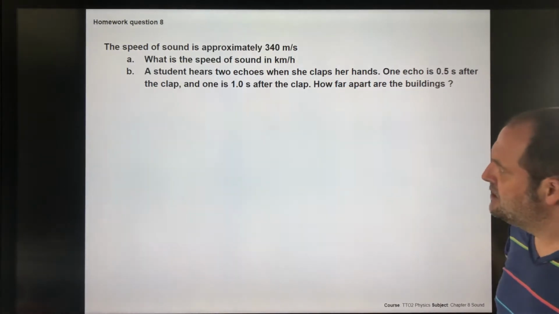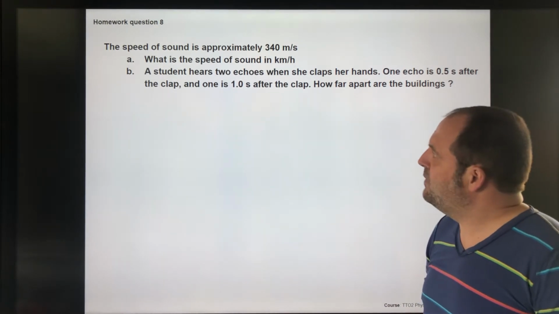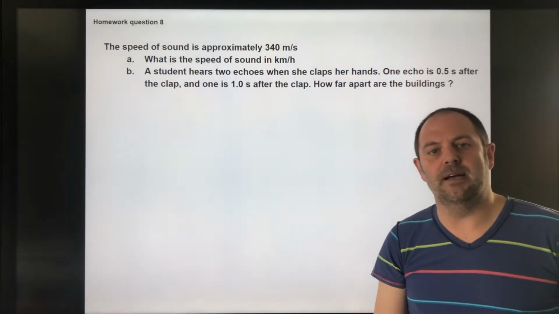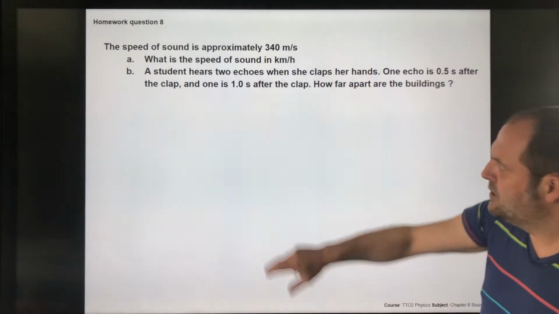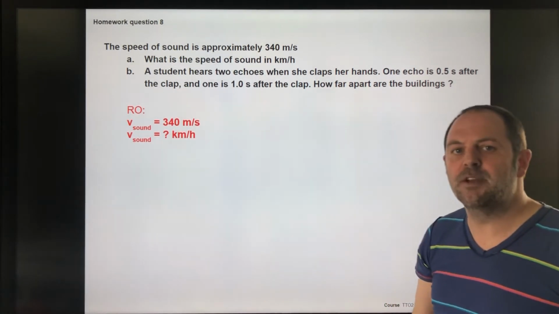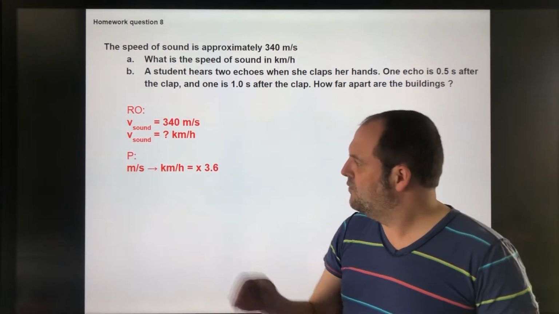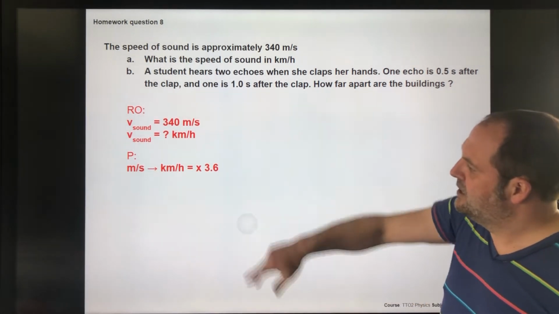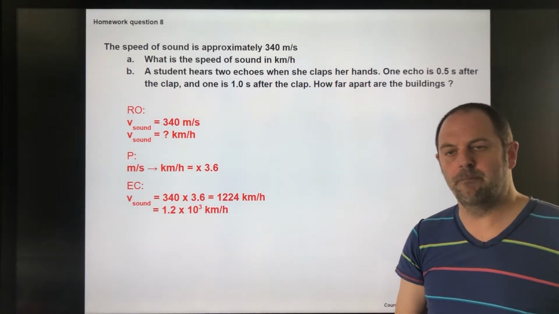Well, the next question starts like this. The speed of sound is approximately 340 meters per second. What is the speed of sound in kilometers per hour? Well, we did this with the chapter of speeding up, so if you don't know how to deal with this, I recommend you view those movies as well. What we want to know is the speed of sound in kilometers per hour, and we know the speed of sound in meters per second. To convert this, you just use a factor of 3.6. If you want to go from meters per second to kilometers per hour, you just multiply the value by 3.6. So that's what I did over here, and I get a value of 1.2 times 10 to the power of 3 kilometers per hour.